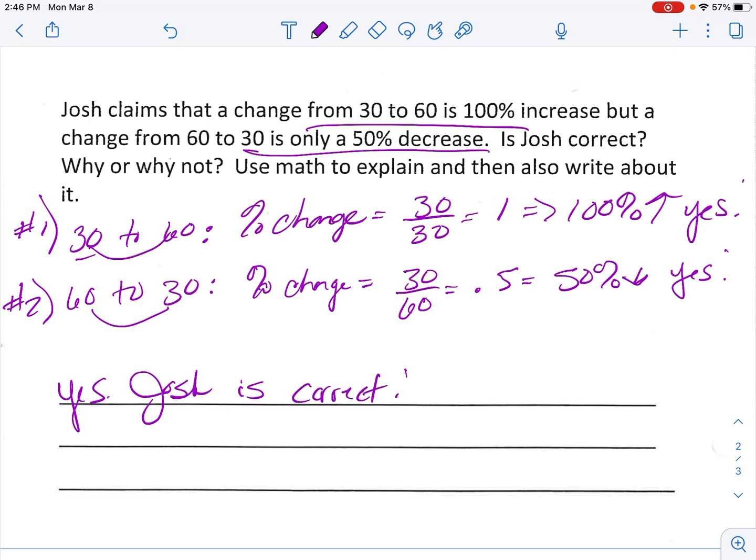Okay, the original amount here makes the difference. In A, the original amount is 30, as is the change, which is 1 whole. In B, 60 is the original amount. So 30 over 60 is half, or 50%, okay? So that original amount is what makes the difference here, okay?